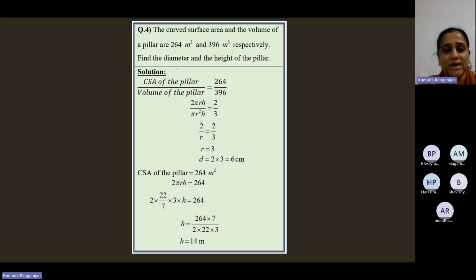Now the question is to find the diameter. So R is 3, so diameter is 2 into 3, 6. And then the question is to find the height of the pillar. Height of the pillar.